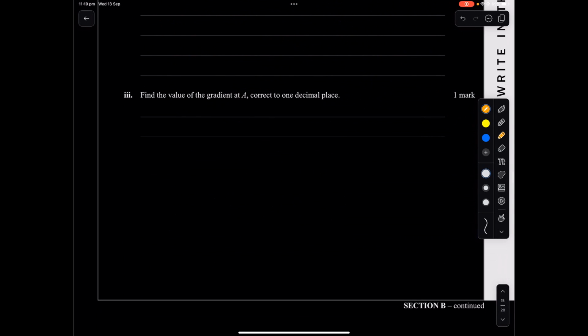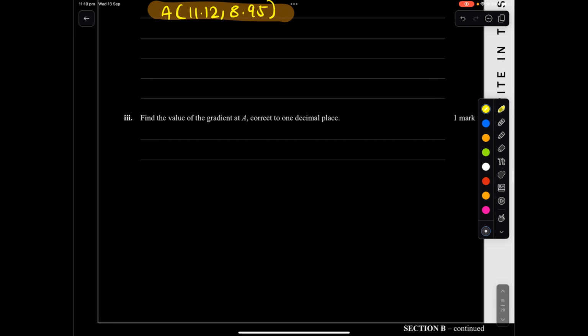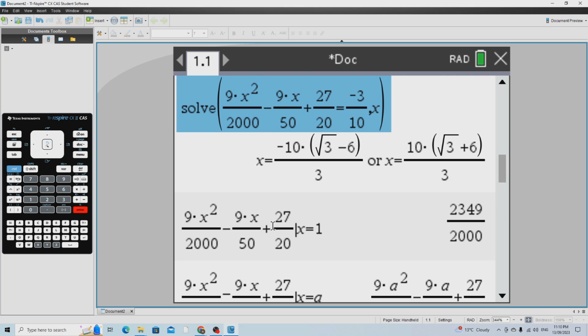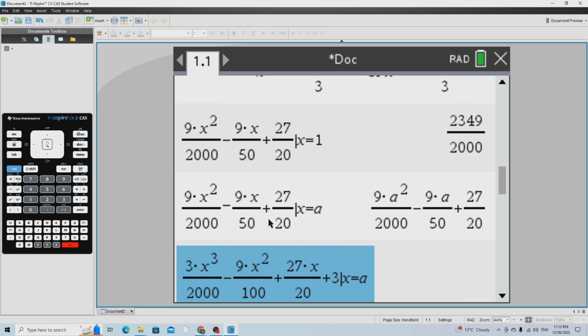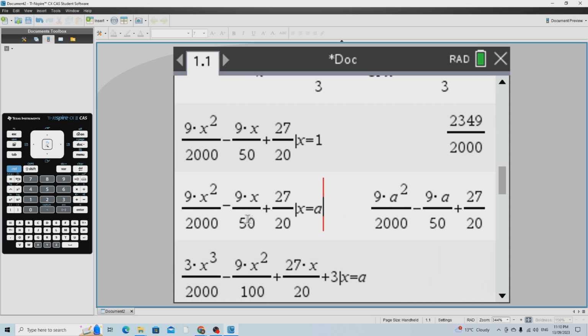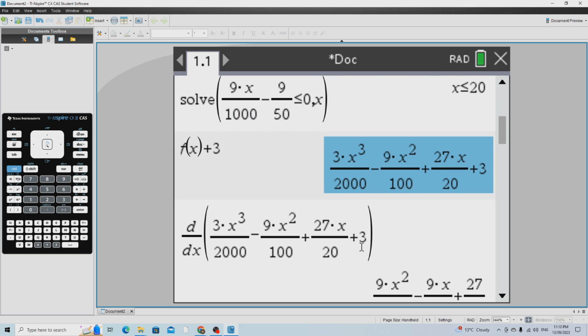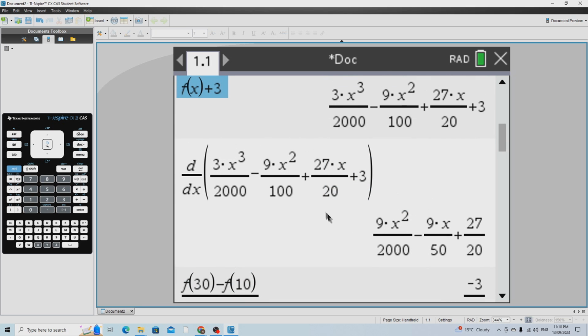Good. Find the value of the gradient at a, correct to one decimal place. Okay, very easy. It's just p dash of 11.12. So, oh my god, it's such a mess. This is not good. I haven't defined a lot of stuff, and this is not good to have on your CAS, because then you get confused. Don't do what I've done here.